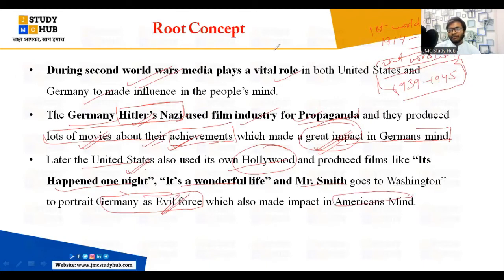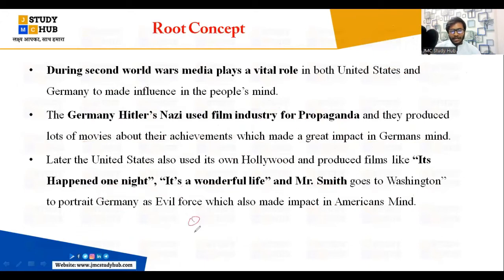ठीक है, तो एक तरफ, on the two sides, on one side Germany started the propaganda, making propaganda through the film, and on another side America started propaganda to impact the American mind about Germany as an evil force, right? So जर्मनी की बुराई करने लगा अमेरिका अपनी मूवीज के माध्यम से, और जर्मनी अपनी मूवीज के माध्यम से अपनी कंट्री को प्रमोट करने लगा, अपनी अचीवमेंट्स को बताने लगा, राइट? सो यहां तक क्लियर है.